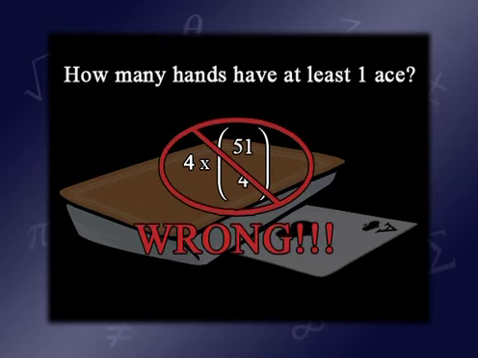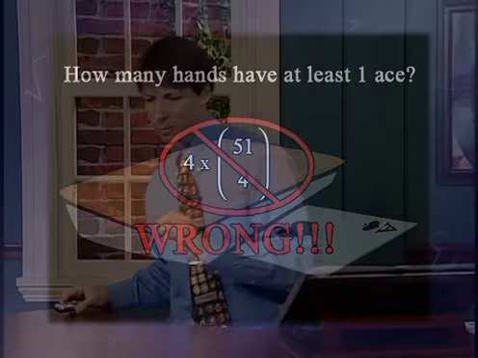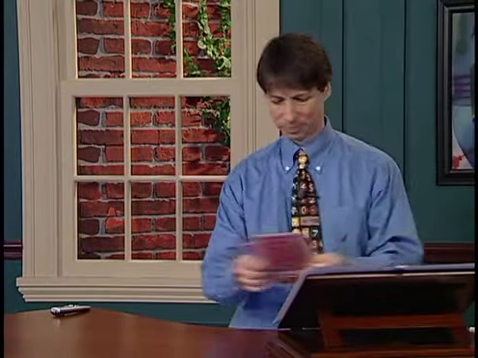Unfortunately, the logic in that is incorrect because let's suppose that, here's a hand that has at least one ace, right? There's the ace of spades, and let's pick 4 other cards.